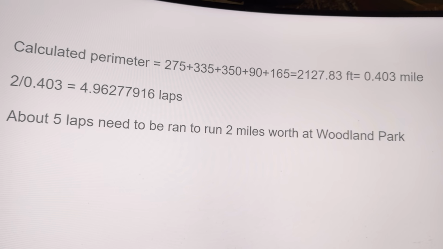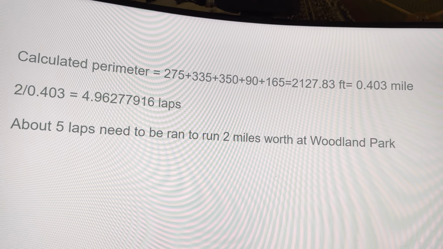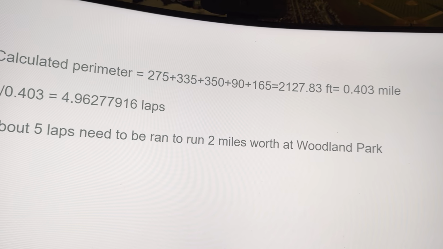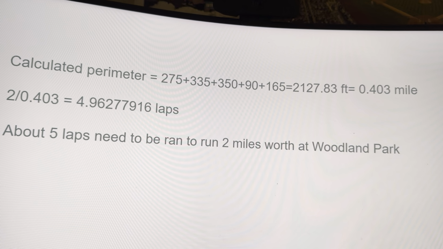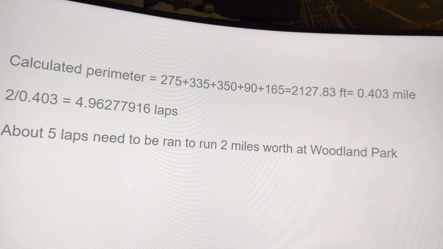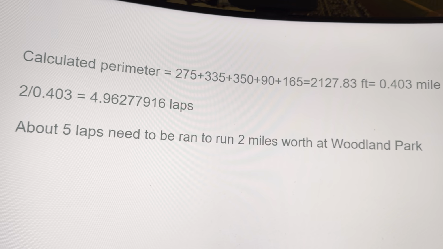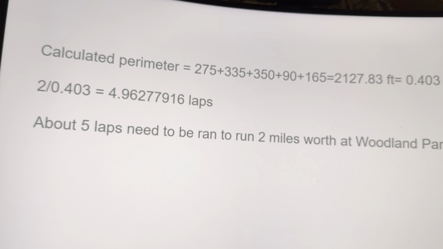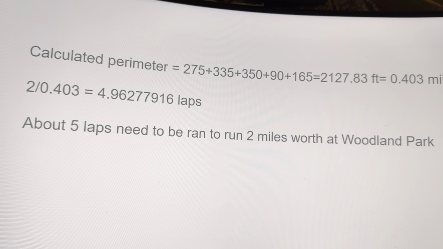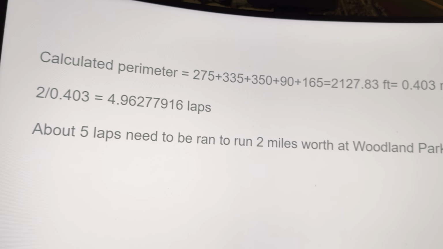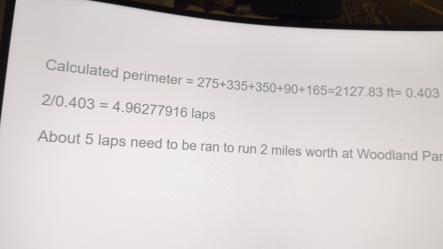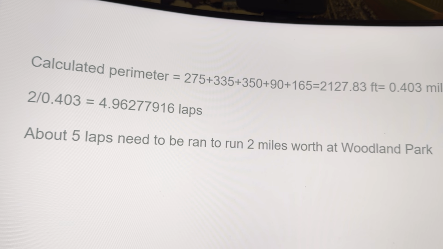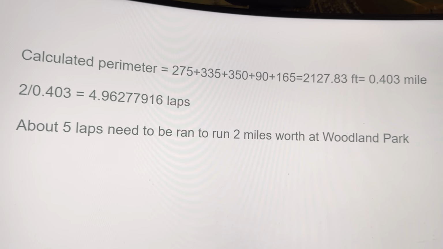And so when I recalculated my perimeter with all my measurements, I found that the actual perimeter of the park was 0.403 miles. So if I wanted to see how many laps it would take to do 2 miles worth around this path, it would be about 5 laps, or 4.96, but I'd probably just do 5 laps to run 2 miles worth at Woodland Park.